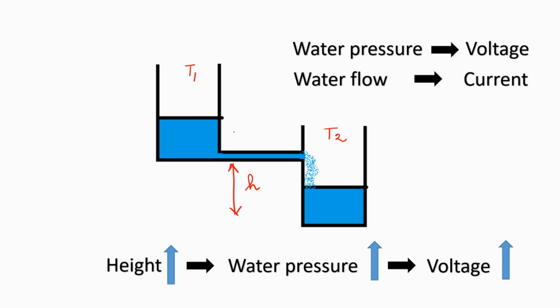So, because the water pressure goes higher, the flow of water from tank T1 into T2 increases. So, here we can see that with the increase in height, there is an increase in water pressure, which leads to the increase in the flow of water from tank T1 into T2. We can consider the same scenario in the electrical environment.